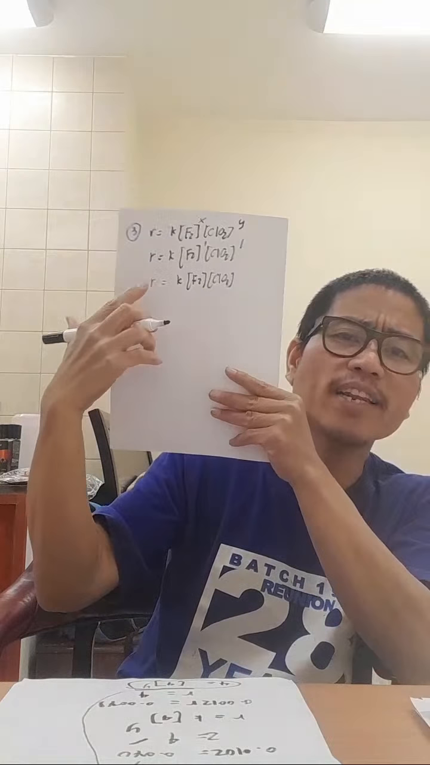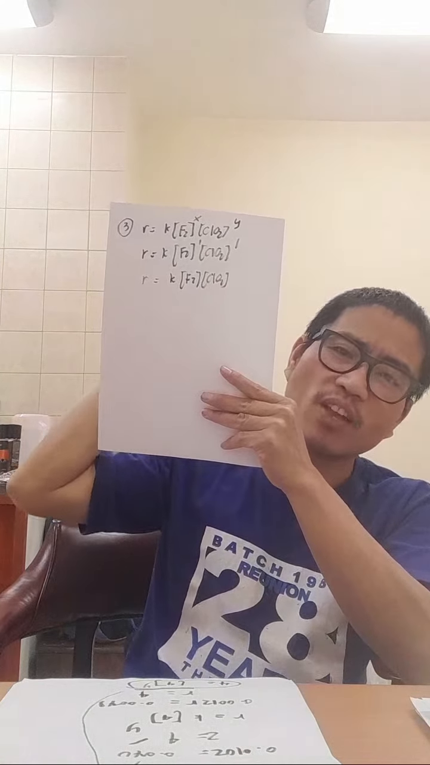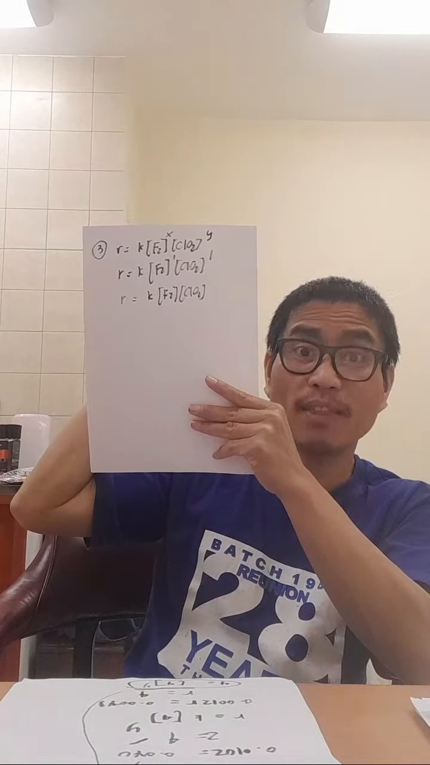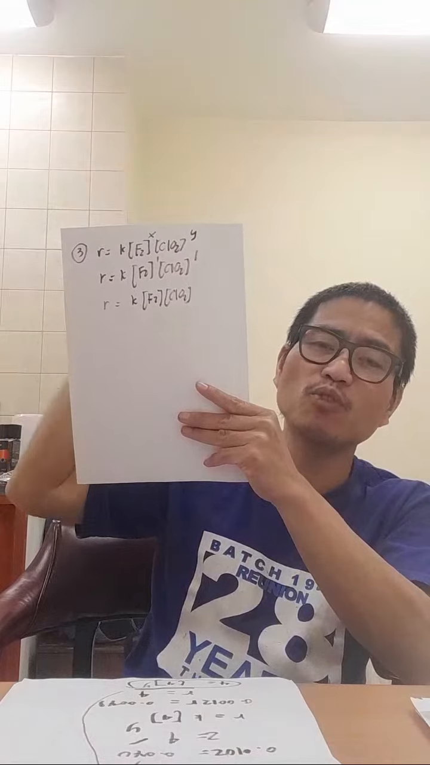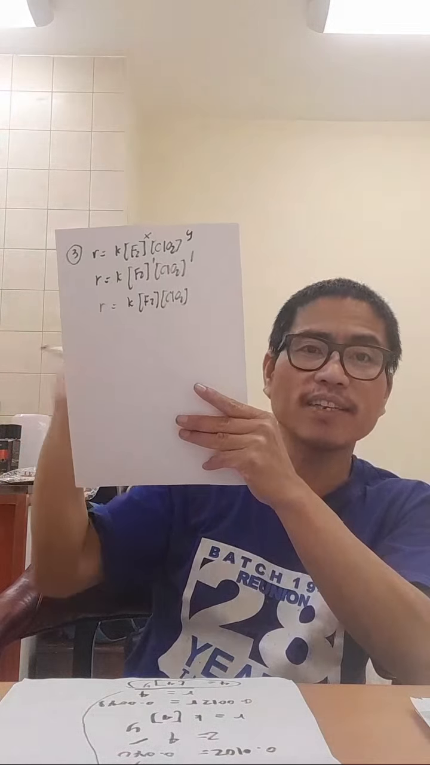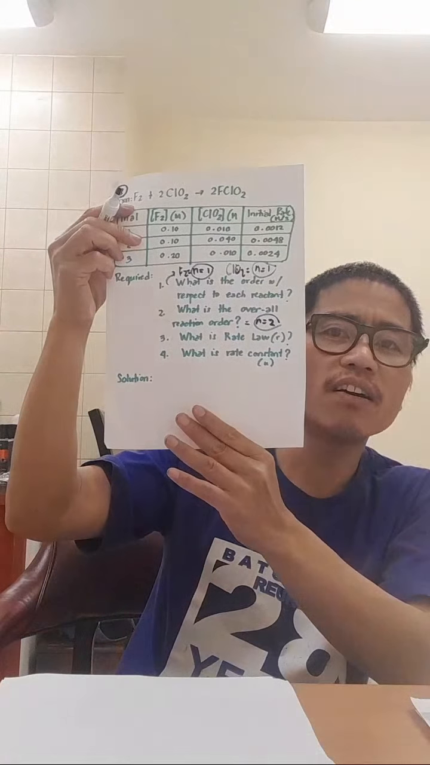without putting 1 in the exponent, because not putting 1 is the same in chemistry or in mathematics. It's just the same, unless the exponent is 2 or above, then you have to put it carefully. But here 1 is just the same as nothing. That's the rule. Now this is your rate law. You have answered question number 3 here: what is the rate law? Okay, the last one, what is the rate constant?